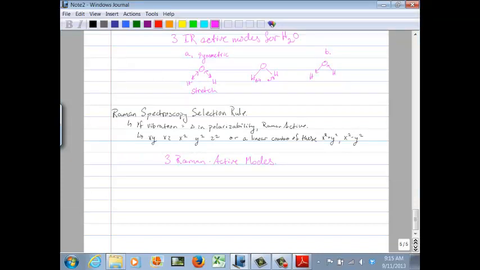Now, I want to point out one very important thing, and that is that these selection rules tell you what's possible, but not what is actual. So, I have 3 Raman active modes. I might only see 2, because in reality, 1 might be off the scale, or 2 might be overlapping. Okay, so they won't tell you literally what you'll see, but they can tell you what you might expect in the Raman or the IR spectrum.